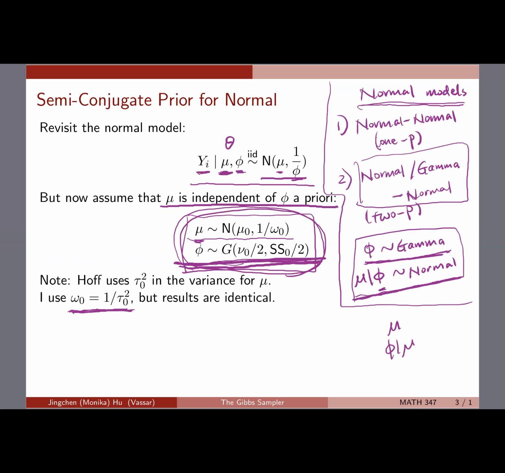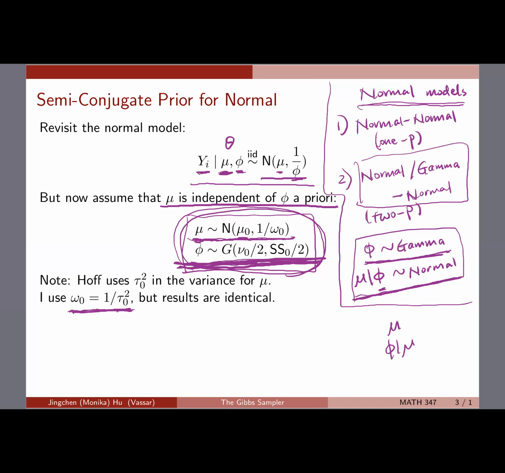For phi, there is no change. It's gamma with nu 0 over 2 and SS 0 over 2, just like before. And then mu is centered at mu 0, with variance 1 over omega 0. In the textbook, they used tau zero squared as the variance. Here, we're using the precision.